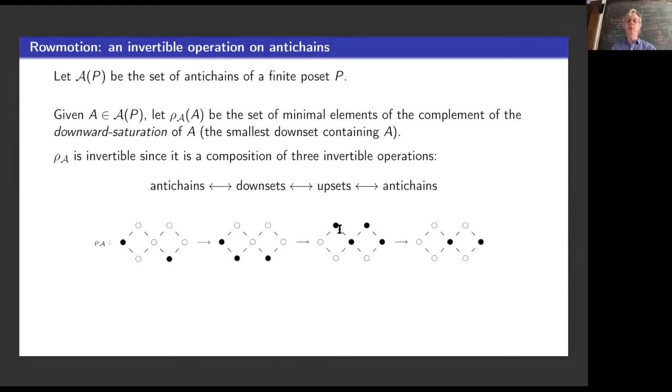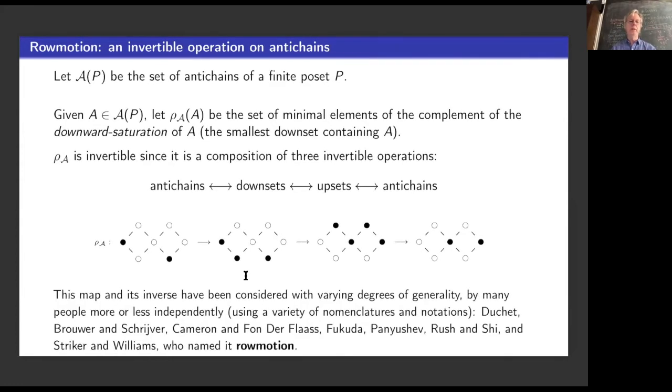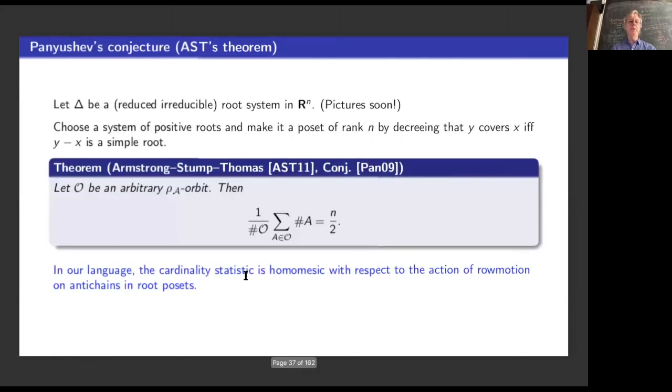And then you can complement to get what you might call an upset or an order filter. And then if you look at the minimal elements of that, you get an antichain. So all of these maps are bijections. They're all invertible. And when you chain them together, you get the definition of antichain rowmotion, kind of a 3-step waltz. So a lot of people have looked at this map, but the term rowmotion that Stryker and Williams came up with has stuck.